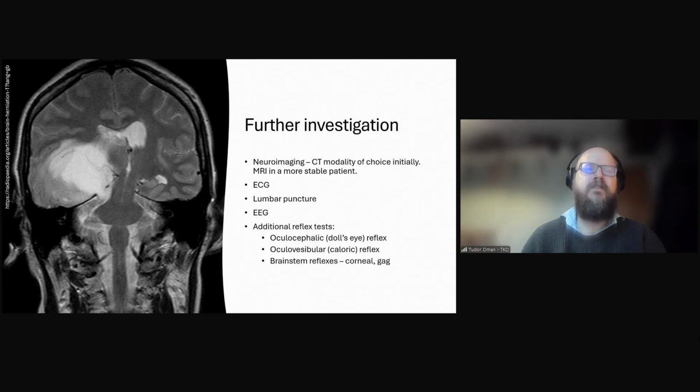ECG is vital. This could be an arrhythmia. It could have been a seizure, but you're looking for structure, you're looking for rhythm on this.